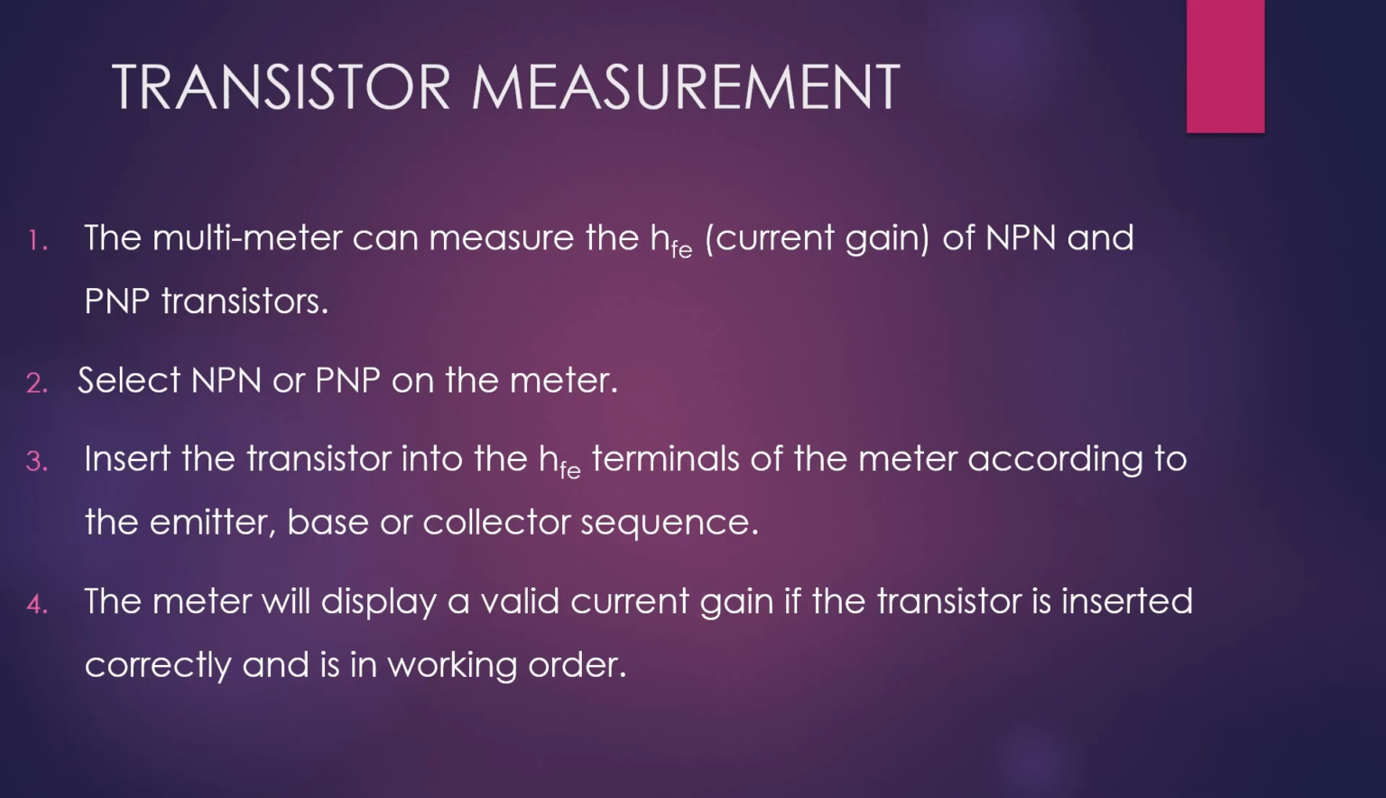And then if you see the current gain being displayed, then without removing the transistor from the multimeter, you can easily identify, okay, this is a base, this is a collector, and this is an emitter. And then from there you can build your circuit.